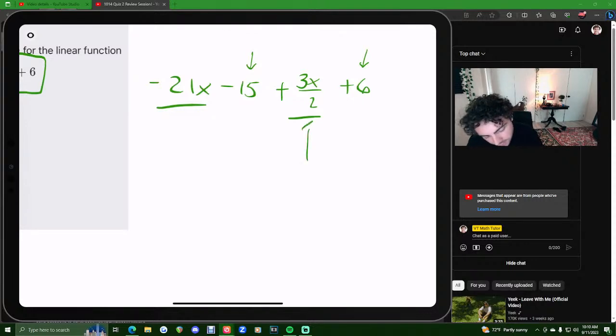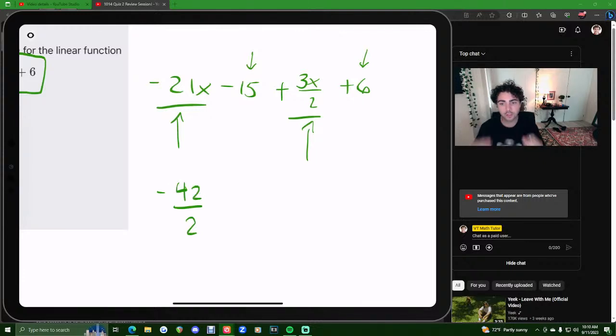So since this fraction has 3 over 2, I want to convert this fraction so that it also has a 2 in the denominator. Currently, it's negative 21 over 1 if we wrote it as a fraction. But if we multiply the 1 by a 2 to get 2, and did to the numerator what we did to the denominator, and multiply 21 by 2, we would get 42. So we've converted negative 21 to a fraction with a denominator of 2. That's negative 42 over 2. And we tack on the x.